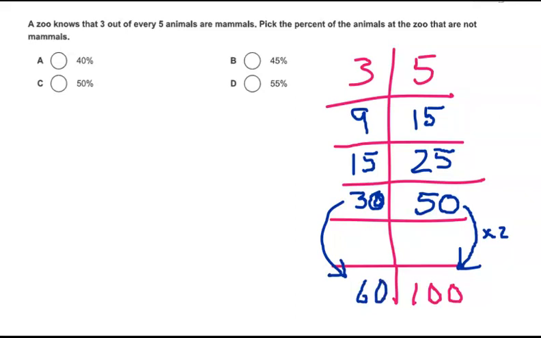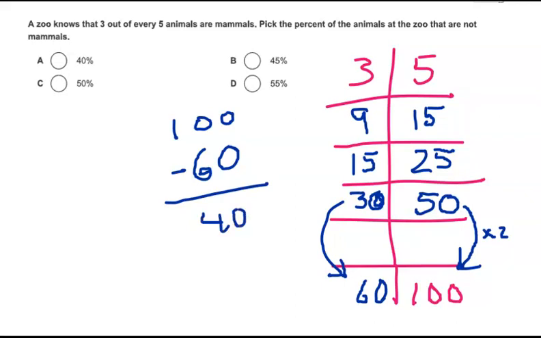Now let's just make sure we're answering the right question. So it's basically 60% are mammals, right? So it says, pick the percent of the animals at the zoo that are not mammals. So then we have to take 100% minus 60, and that would end up with 40%. Okay, so that would be our answer for this one. We just have to read the question carefully so we don't answer it incorrectly. So 40% would be not mammals, since 60% are mammals.